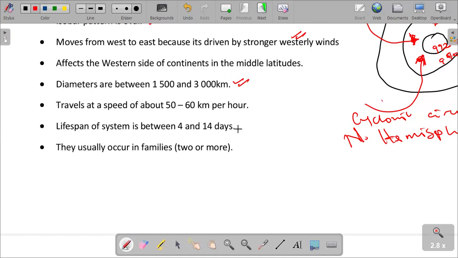The lifespan of the system is between 4 to 14 days, which is also quite big, relating to how severe and destructive these cyclones are. If it can last from 4 to 14 days, we can see that that is also why we find them very destructive. And usually they occur in families, two or more, where one moves and the other one follows. We always find them in families, these mid-latitude cyclones.